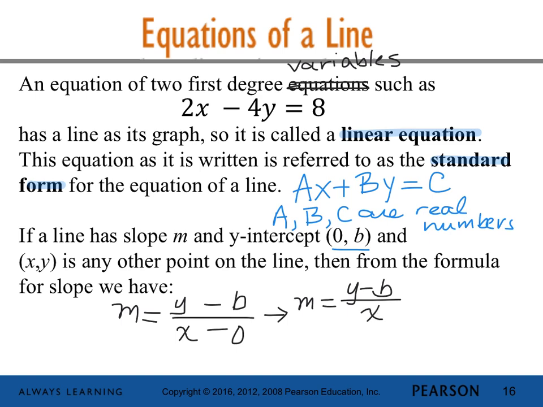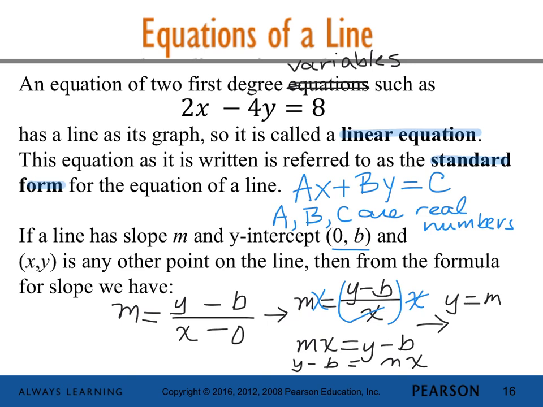And if I multiply both sides of this equation by x, then these x's cancel out. And I have mx is equal to y minus b, or equivalently, y minus b is equal to mx. And then if I add b to both sides, I have y equals mx plus b.